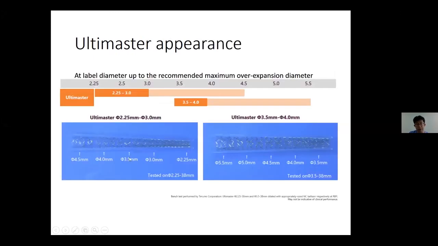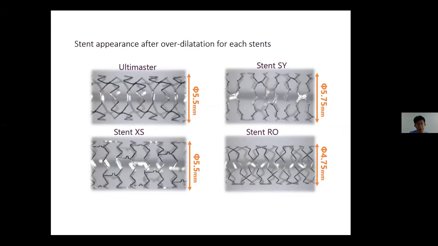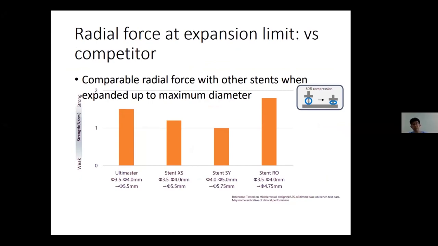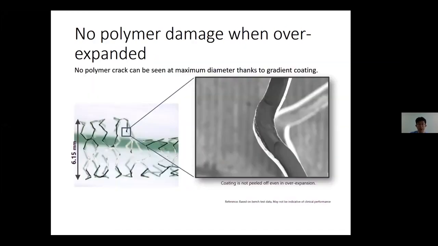This slide is a very important slide. For Ultimaster 3.5 or 4.0 stent sizes, at most 5.5 is okay. So this is the stent appearance after over-dilatation for each stent. Ultimaster shows no damage after dilatation to 5.5. The stent design still remains. It means lateral force at the expansion limit is very important versus competitor stents. As you can see, the Ultimaster stent is very strong compared to other stents at the expansion limit size. Another important thing is polymer damage when over-expanded. Ultimaster has no polymer damage after over-expansion.